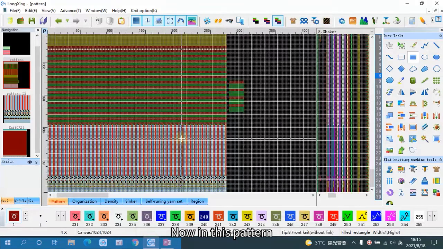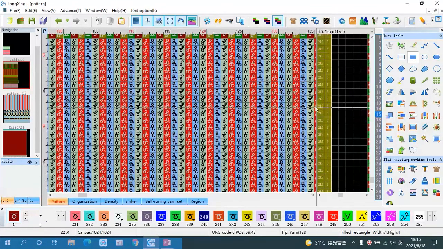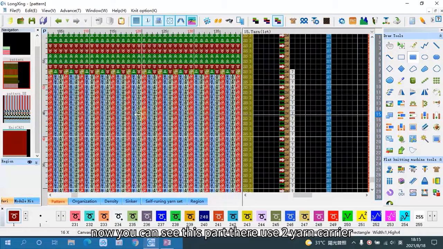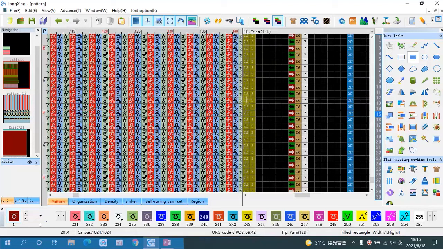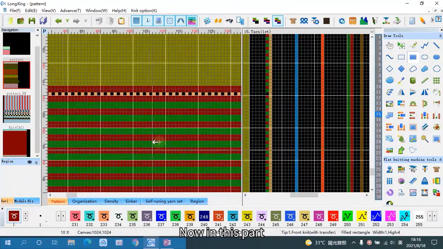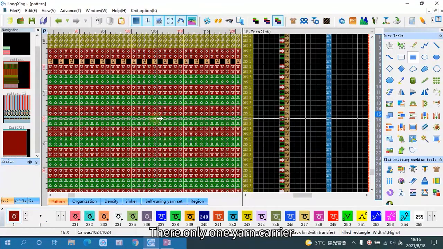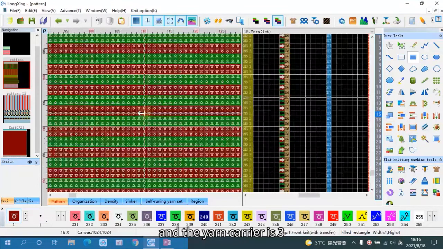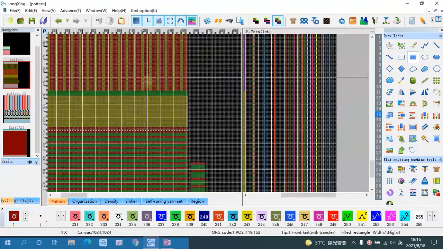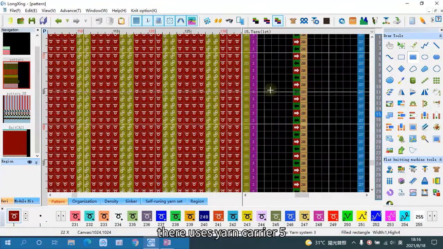Now in this pattern, you can see this part uses two yarn carriers. The ordinary yarn carrier is 3 and the white yarn carrier is 7. Now in this part, there is only one yarn carrier, and the yarn carrier is 3. Now in there we use yarn carrier 5.